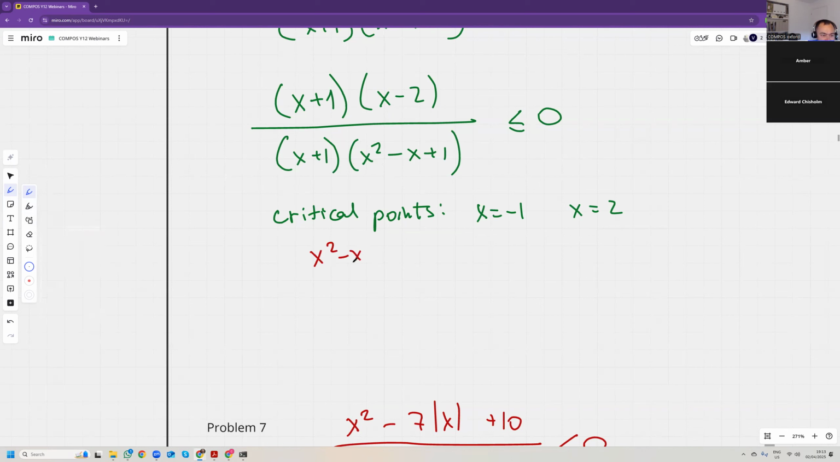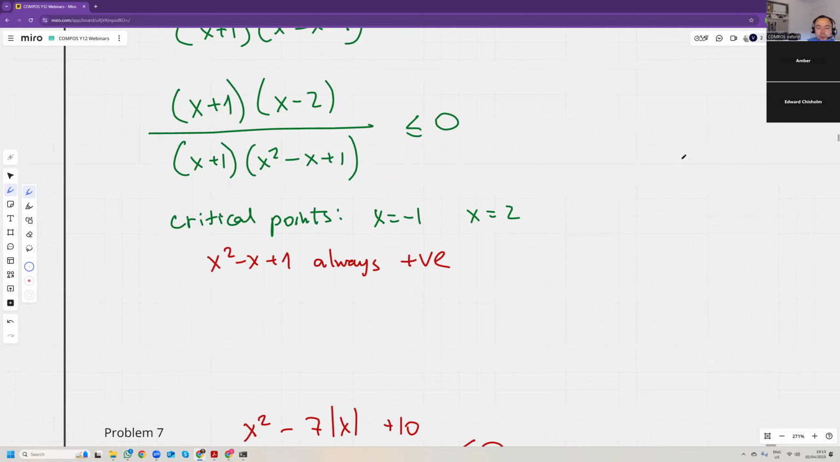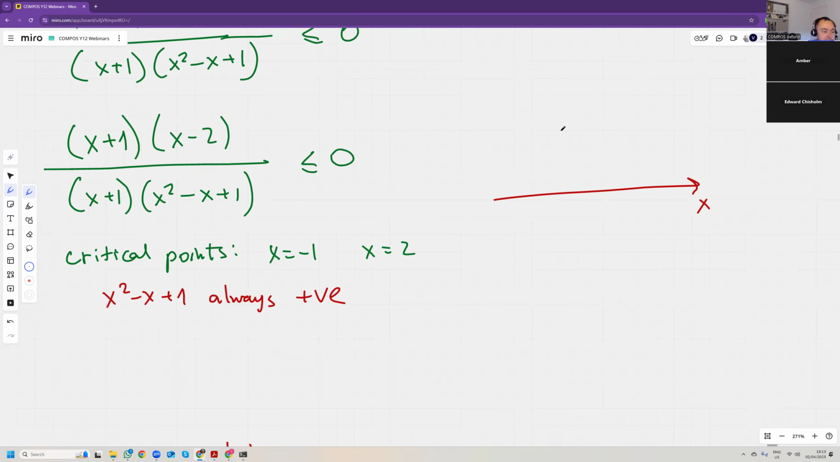x squared minus x plus 1 is always positive, because if you complete the square, you will see that. And then we just need to draw, or sketch, the function.